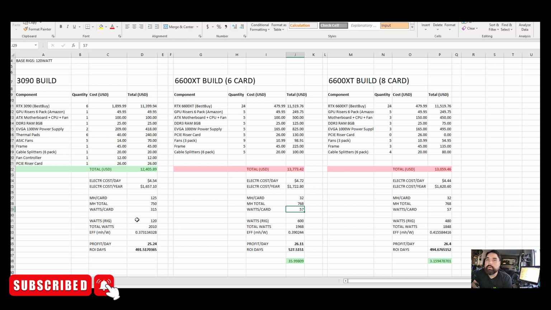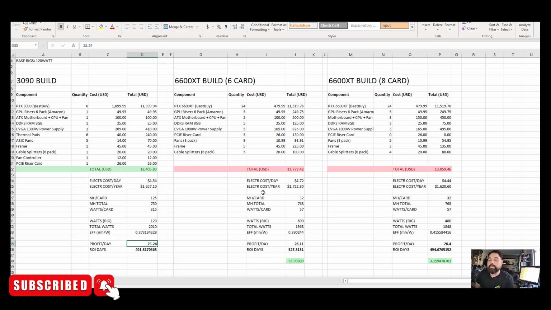The watts for the rigs for three rigs are 120, 600, and 480, only because we need five sets of motherboards, RAM, CPUs, and everything to support these five rigs. And for these, we require three. So the wattage on that one is 480, and wattage on the 6 card is 600, and the wattage on the 3090 is 120. So total effective watts left to right is 2010, 1968, and 1848. Effective efficiency rate would be 0.37 megahash per watt on the 3090, 0.39 megahash per watt on the 6 card, and 0.41 or 0.42 megahash per watt on the 6600. So we're going up in efficiency from left to right as well.